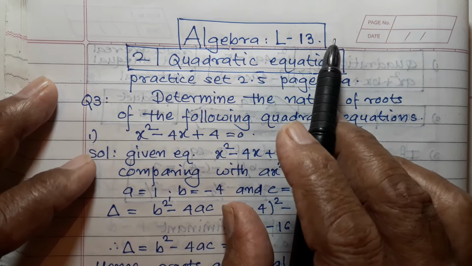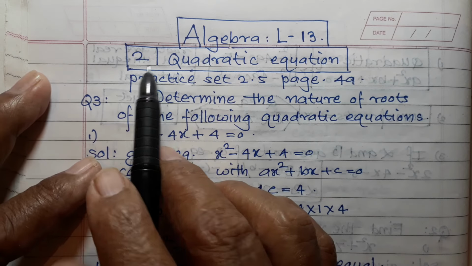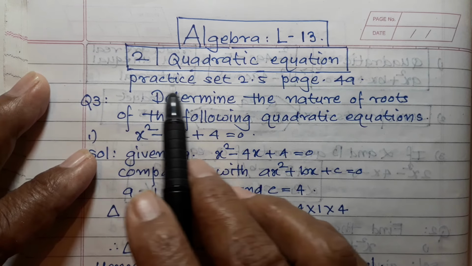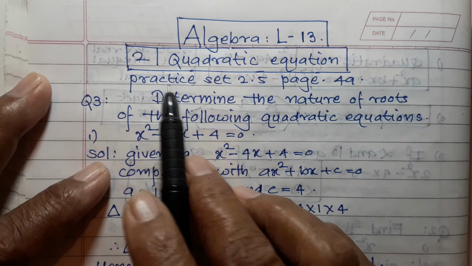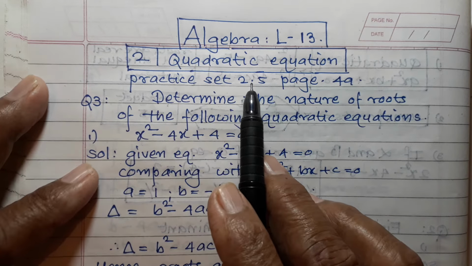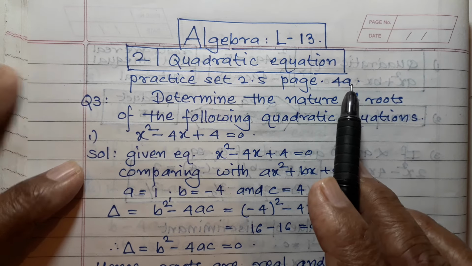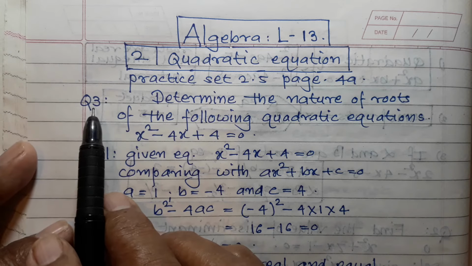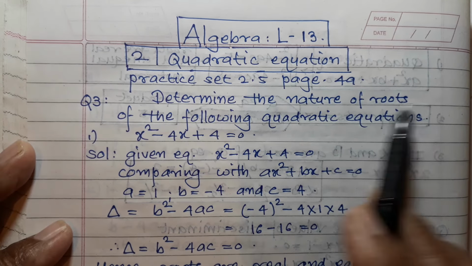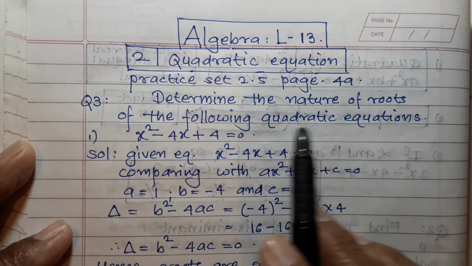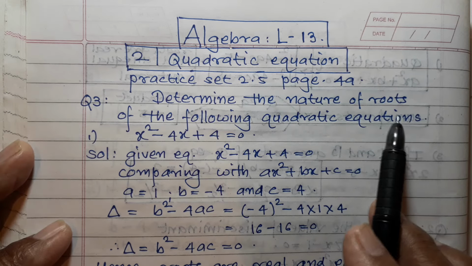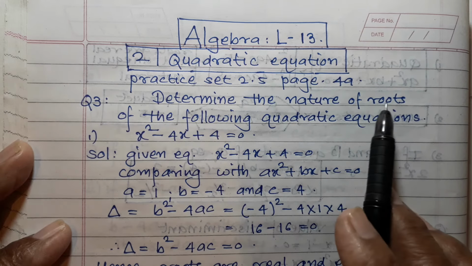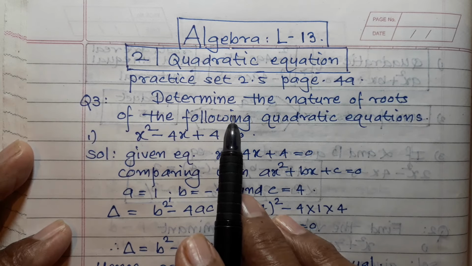Algebra lecture number 13, chapter number 2, quadratic equation. In this lecture, I am going to explain some examples from practice set 2.5, page number 49. Now, question number 3. Determine the nature of the roots of the following quadratic equations. So, you know how to determine the nature of the roots of a quadratic equation.